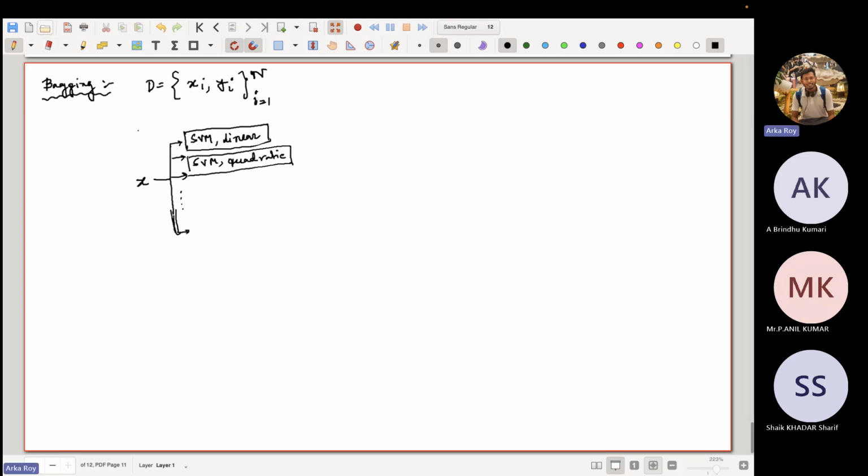Let's say you have another SVM, that is SVM with a cubic kernel. All these things we have seen in the last class. Then let's say you have random forest. Then let's say you have KNN with k equal to 3, k equal to 4. Like that, you can increase the number of parallel classifiers.